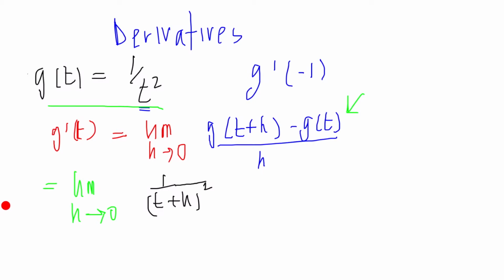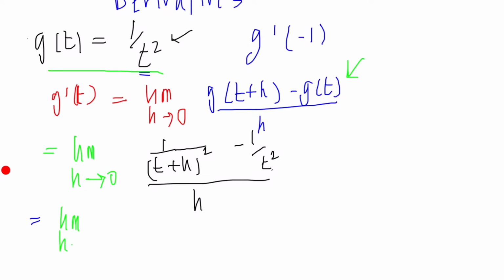And then we subtract from this g of t, and g of t is right here. So that is 1 over t squared, divided all this by h. I think you know how we can manipulate this so that it becomes easier, the limit as h moves to 0. So the way we can organize this, we can make it this way.